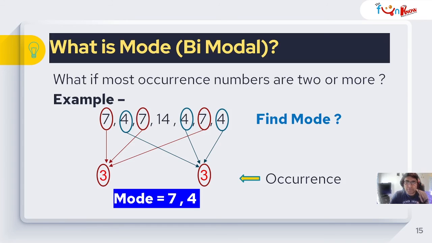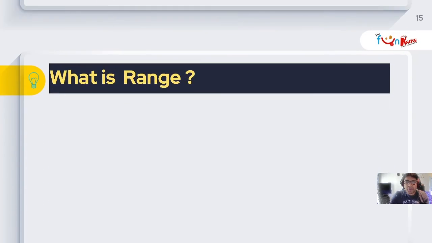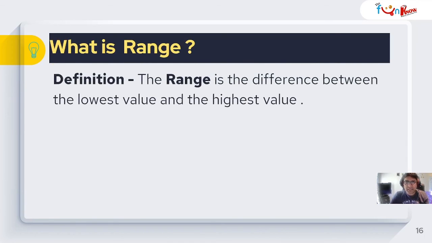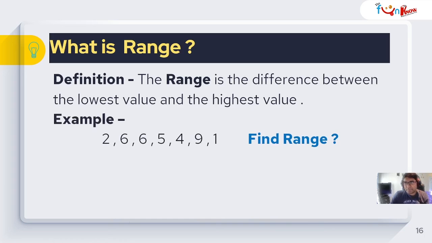Very good. Let's move on to the next bit, which is range. So what is range? The definition of range says the range is the difference between the lowest value and the highest value. Lots of people keep using this word range. When somebody is buying toys, people say, what is the range of these toys? The range of price of these toys. It means find the most expensive toy and the least expensive toy and subtract them. That is the range.